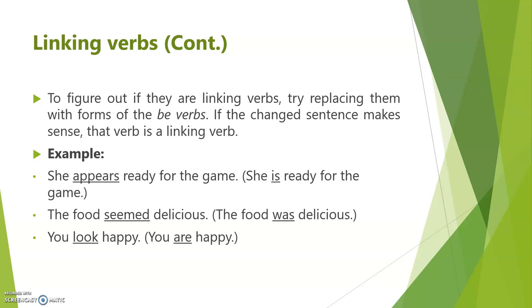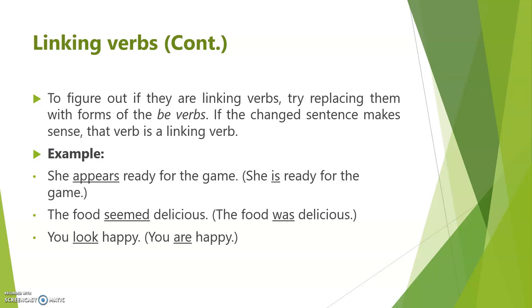She appears ready for the game. In this sentence, appears is replaced with is. She is ready for the game. In these sentences, we could see that in the first sentence, appears is replaced by is, that is a form of be verb. And even when this is replaced, both the sentences' meaning remains the same. So we could say that appears is a linking verb.